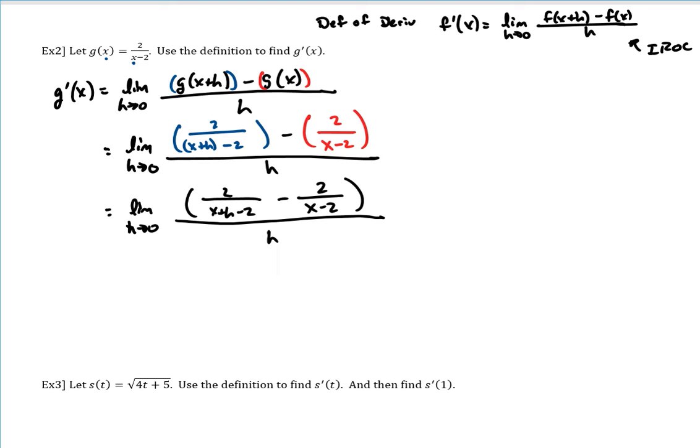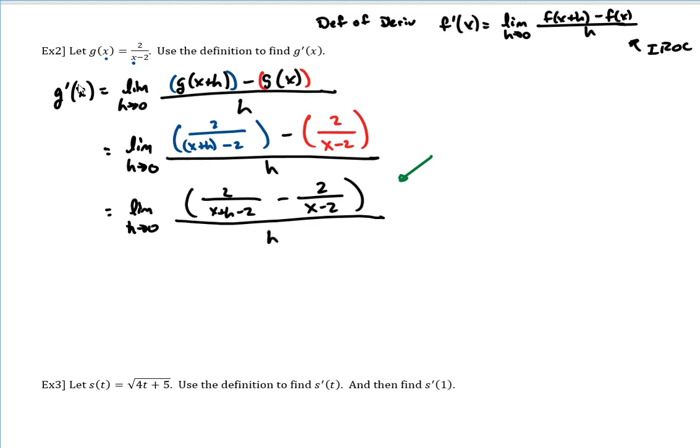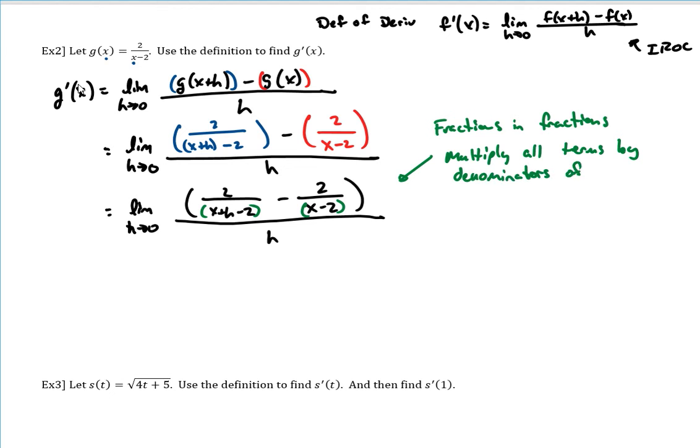So this is a complex fraction. Whenever we have a complex fraction, the way that we want to simplify it is, let me write it in green. Okay, so that fraction in a fraction. So we have fractions in fractions. So that's what's called a complex fraction. To continue simplifying this, we usually multiply everything by the denominators of the small fractions. Okay, so let's multiply all terms by denominators of small fractions.